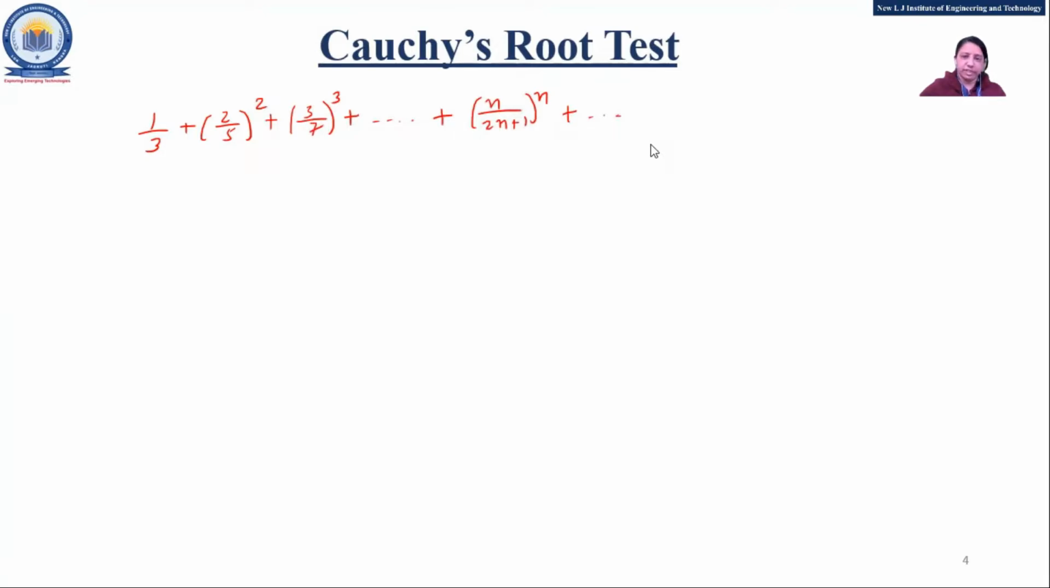Which type of series is that? The last n-th term is already written, right? So that is n upon 2n plus 1.